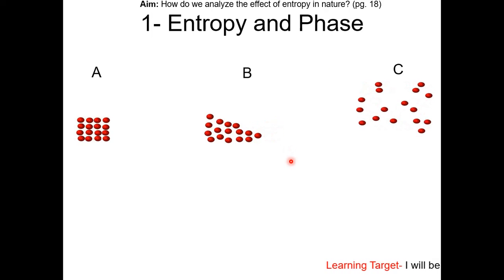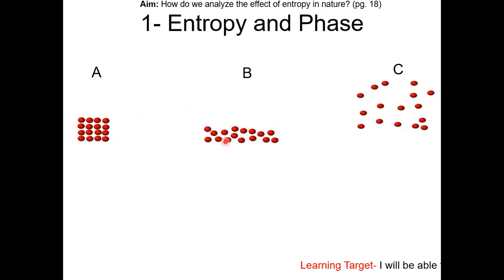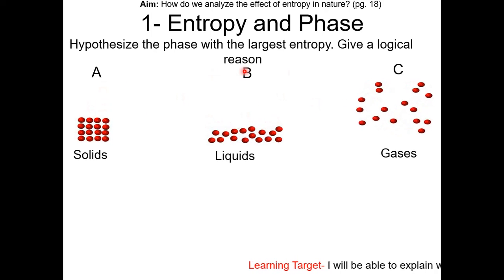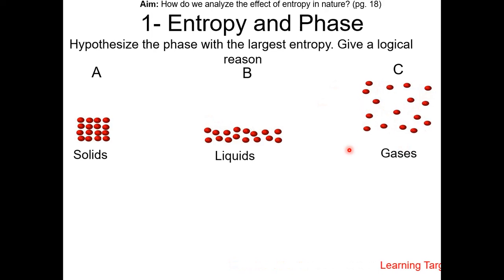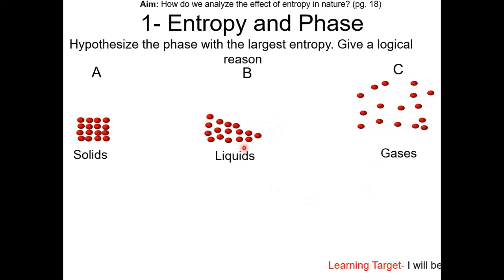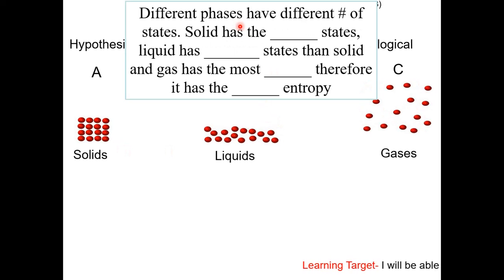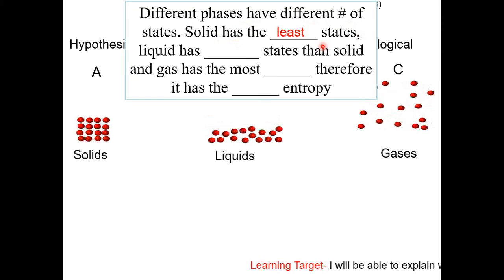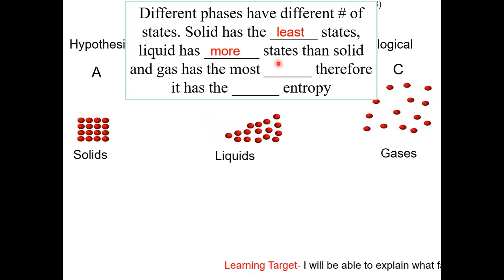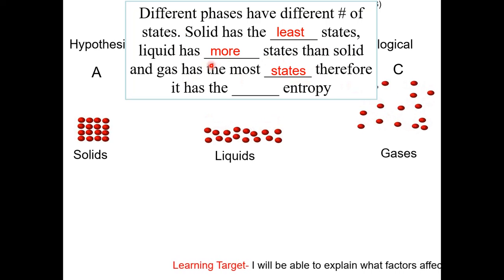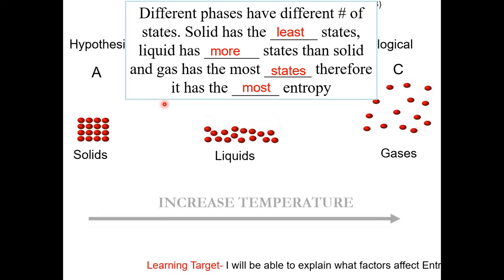Here we're given 3 phases of matter: solid, liquid, and gas. Which one do you think will have the highest entropy? It will be the gas, because the gas is the most random and has the most disorder, then liquid, then solid. Different phases have different numbers of states. Solid has the least states, liquid has more states than the solid, and gas has the most states. Therefore, the gas has the most entropy.